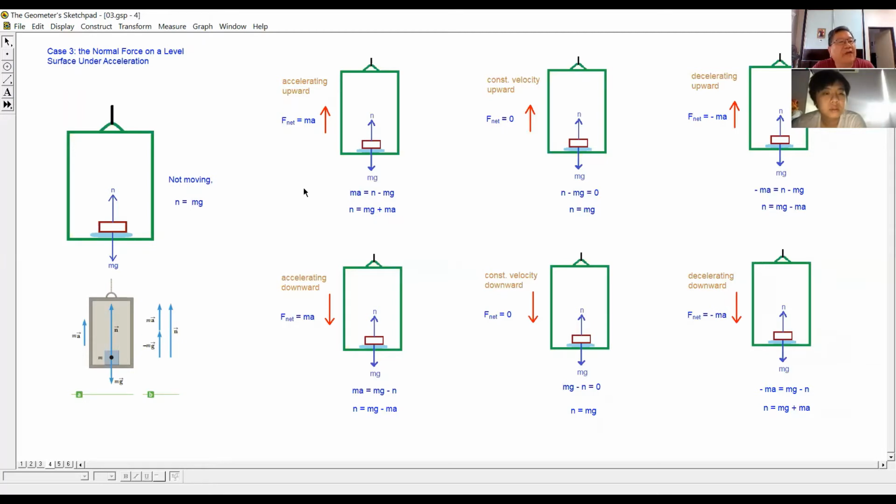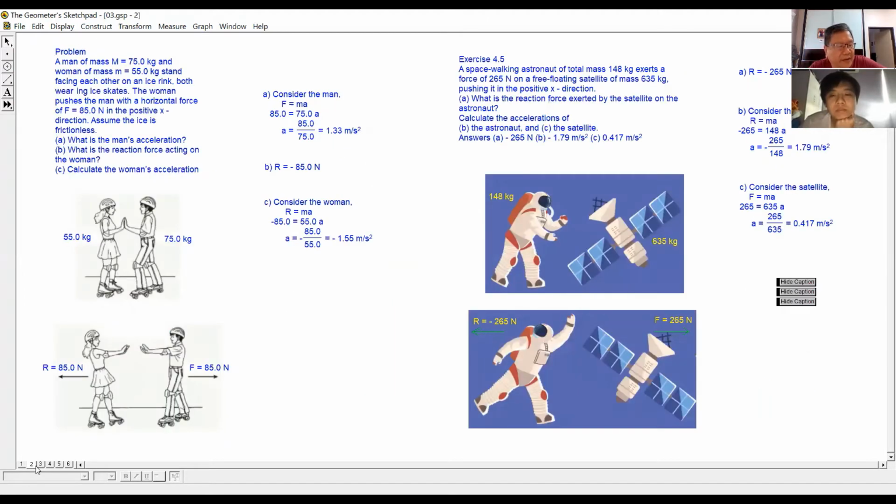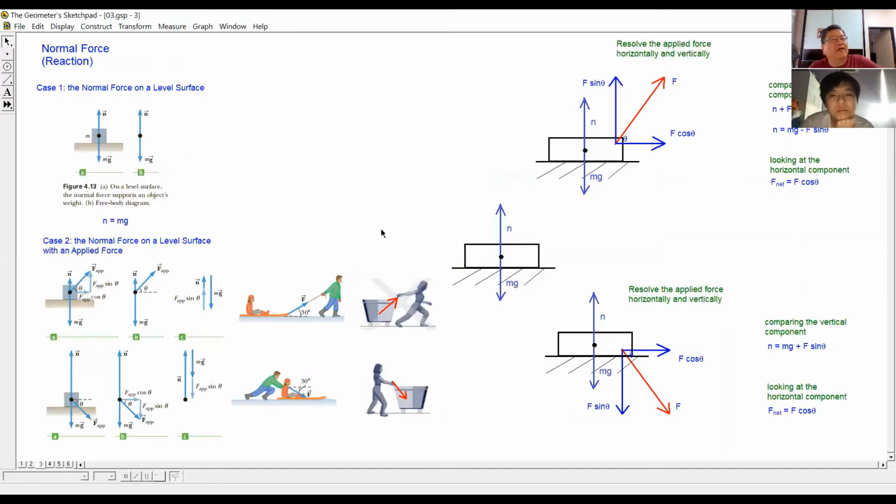Another one after case number three is case number four. Case number four is the object resting on an inclined plane. On an inclined plane, the normal reaction is not vertical, but is perpendicular to the inclined plane. So there are four cases stated inside the textbook. So we look at the first and the second case.